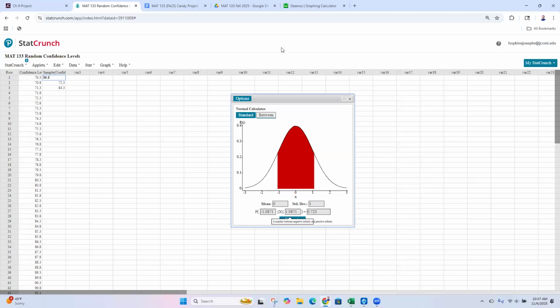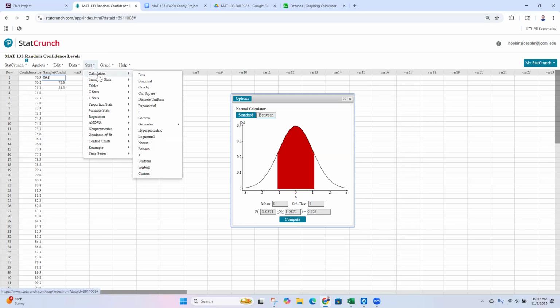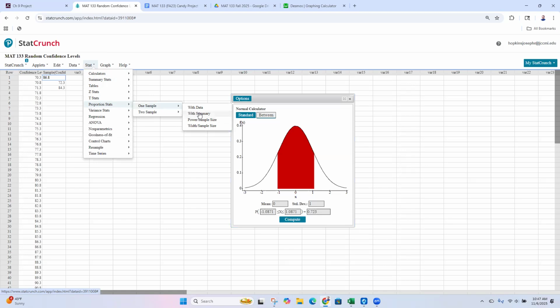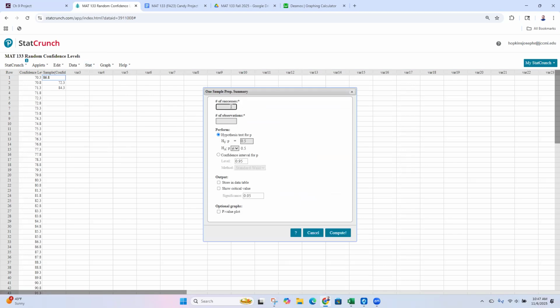So we already showed how to do that in Desmos. We're going to do it this time in StatCrunch. To do it in StatCrunch, you have to give me a second because I don't remember the exact steps. Help me out, Elaine. Do you remember which ones it was? It was proportion stats, one sample with summary. Number of successes: I had 55 yellow out of 241 sample size.